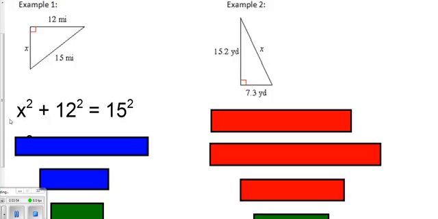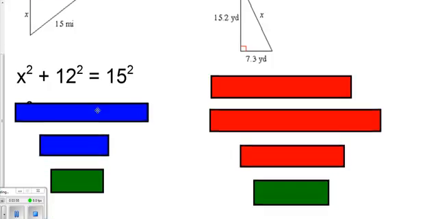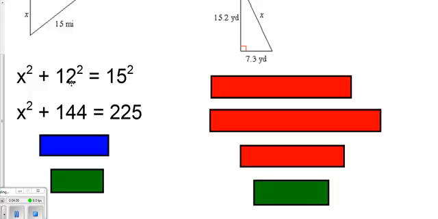At this point, all we've done is plug in these values into the Pythagorean theorem. Now we start to simplify and solve it out. 12 squared is 144, 15 squared is 225. Now, to get rid of these and move things around, we just subtract 144 on both sides, minus 144.